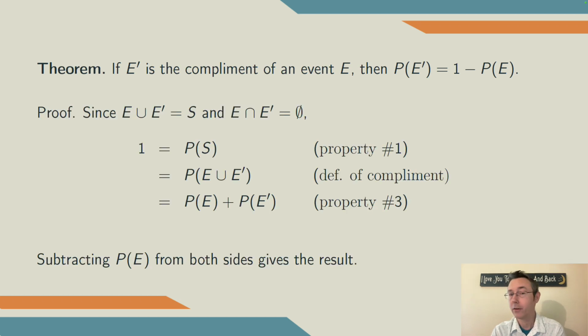The key observation here is that the sample space can always be broken down into a disjoint union of E and E prime. So E union E prime is S, and E intersect E prime is the empty set, regardless of what E is. So we know the probability of S is 1 by property 1. We write S as E union E prime, and then since E and E prime are disjoint, we can break up that probability as the probability of E plus the probability of E prime. Then we just subtract the probability of E from both sides, and we get the theorem.